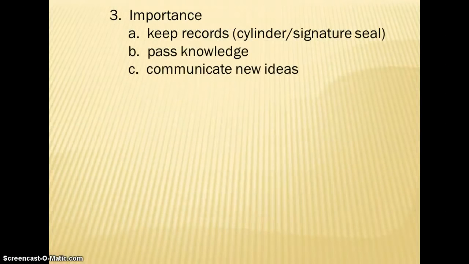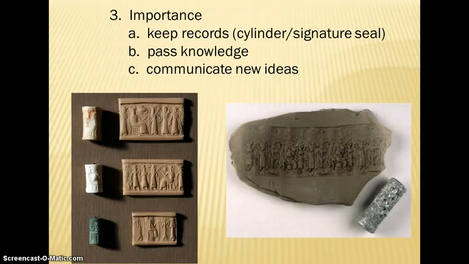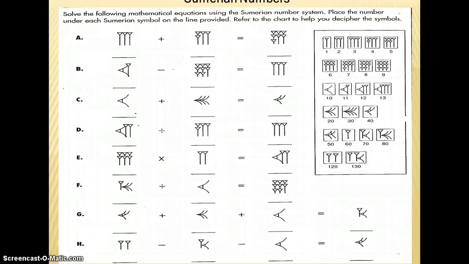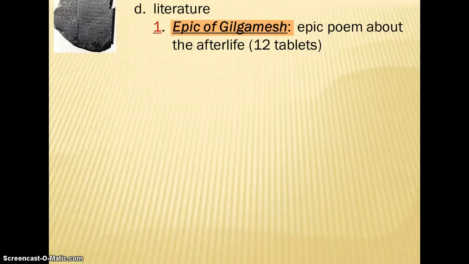All right, if you were a regular person that needed to keep information, you would do that through a cylinder seal, which you would press into the clay to sign, quote unquote, your name. They also had numbers, which were very similar to their letters. And as far as literature goes, the most important piece of literature was the Epic of Gilgamesh, and it was written on 12 clay tablets.